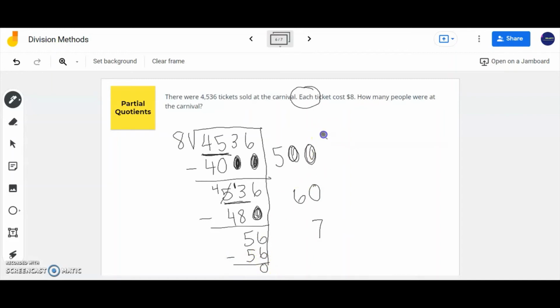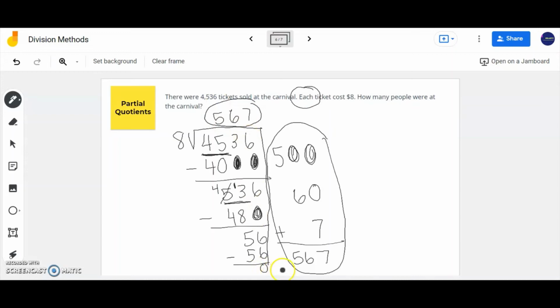But now to find my quotient, I have to add everything on the side here. So that's giving me 567 as my quotient, and I have no remainder here. So how many people were at the carnival? 567 people. It's a lot of people at the carnival.